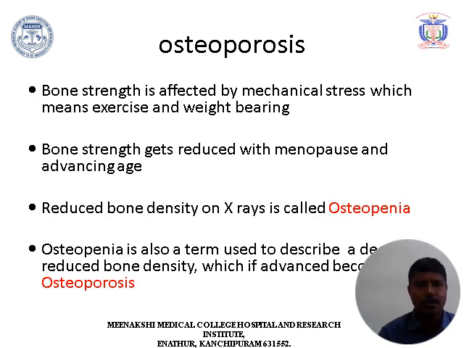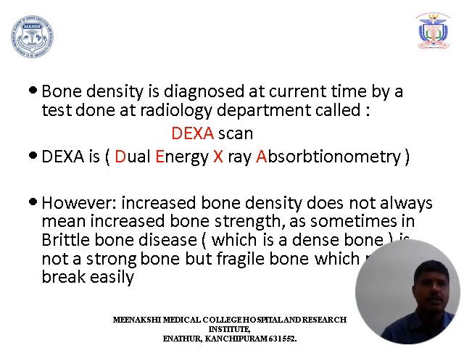Coming to osteoporosis, or bone strength. Bone strength is affected by mechanical stress, that is, the kind of exercises we do and the kind of weight bearing activities that we do. Bone strength gets reduced with menopause and advancing age. The reduced density of bone in X-rays is called osteopenia. Advanced osteopenia is called osteoporosis. Bone density is diagnosed by using a test called the DEXA scan.